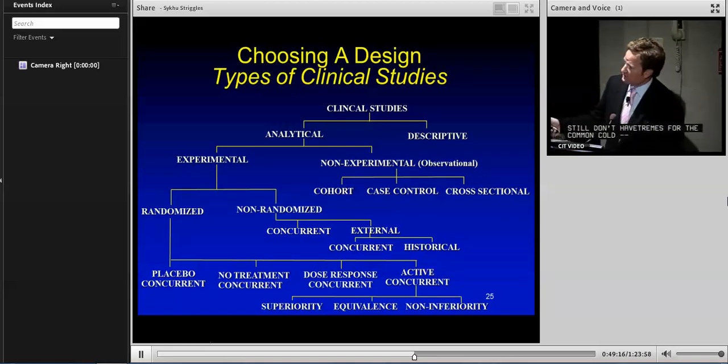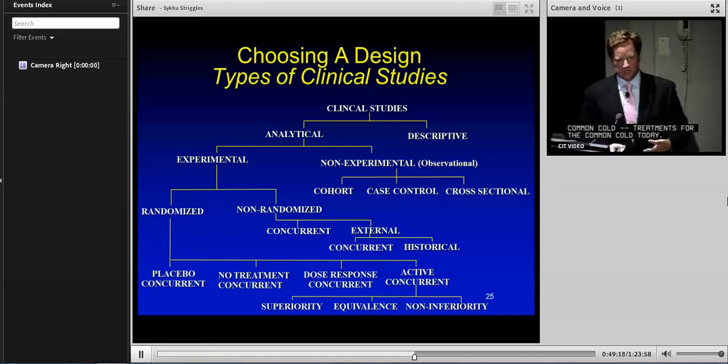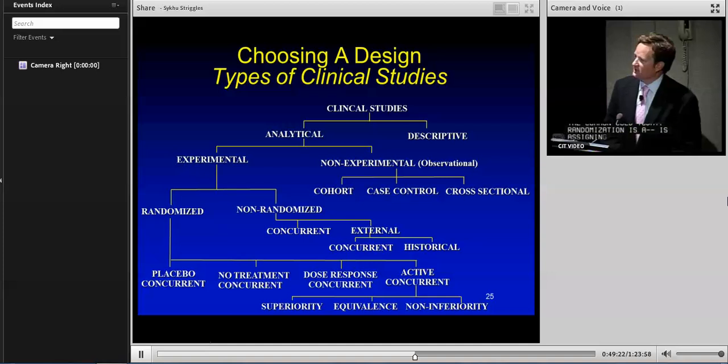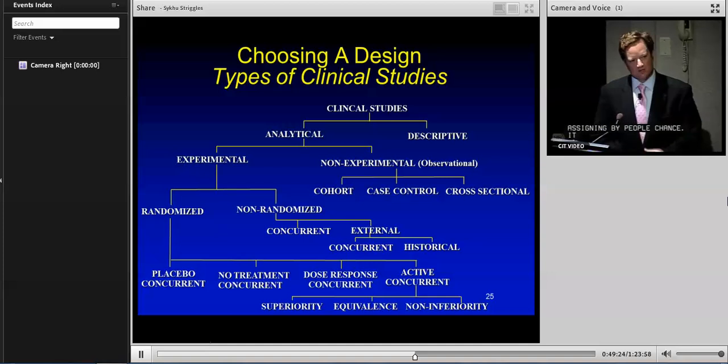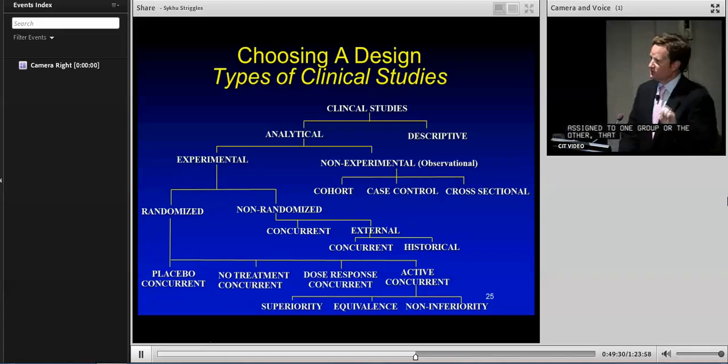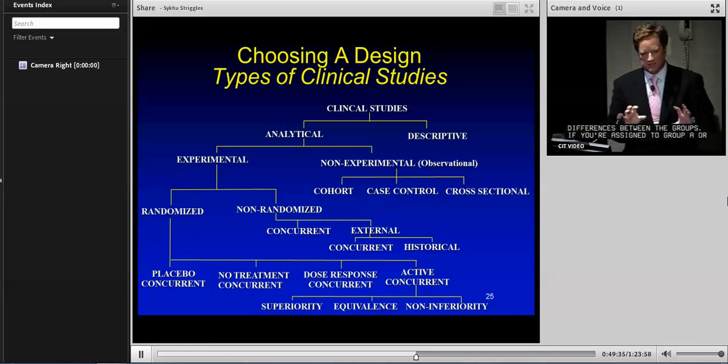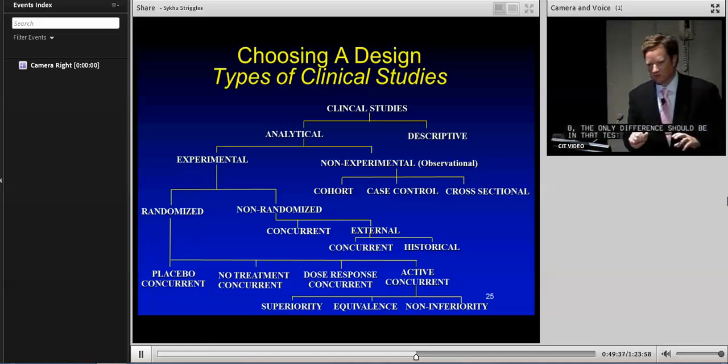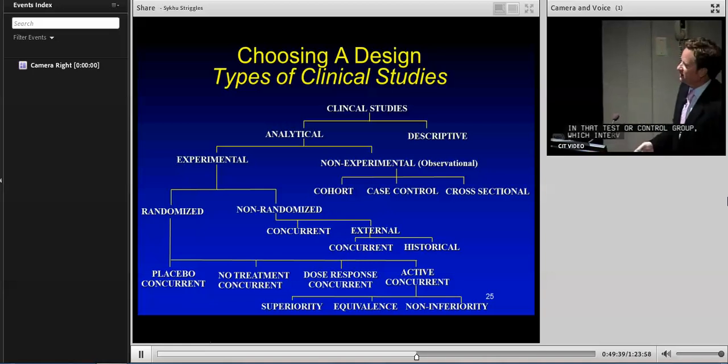And so what randomization is, is assigning people by chance to which group they're going to go in. And so it uses chance to actually negate chance. So if people are randomly assigned to one group or the other, the idea is that cancels out any differences between the groups. So if you're assigned to group A or group B, the only difference should be in that test or control group is which intervention you receive. So that's the idea behind randomization.